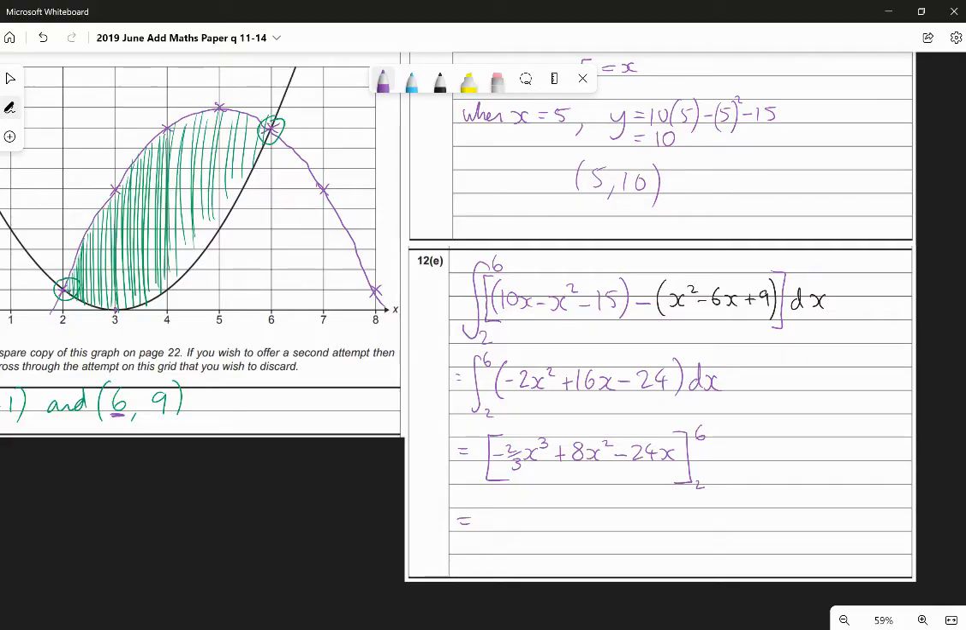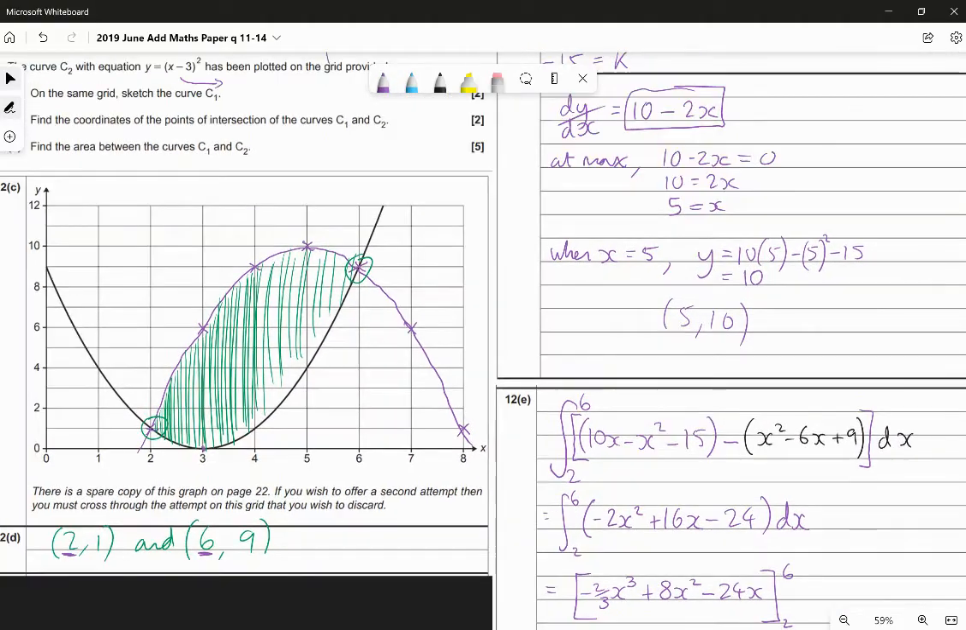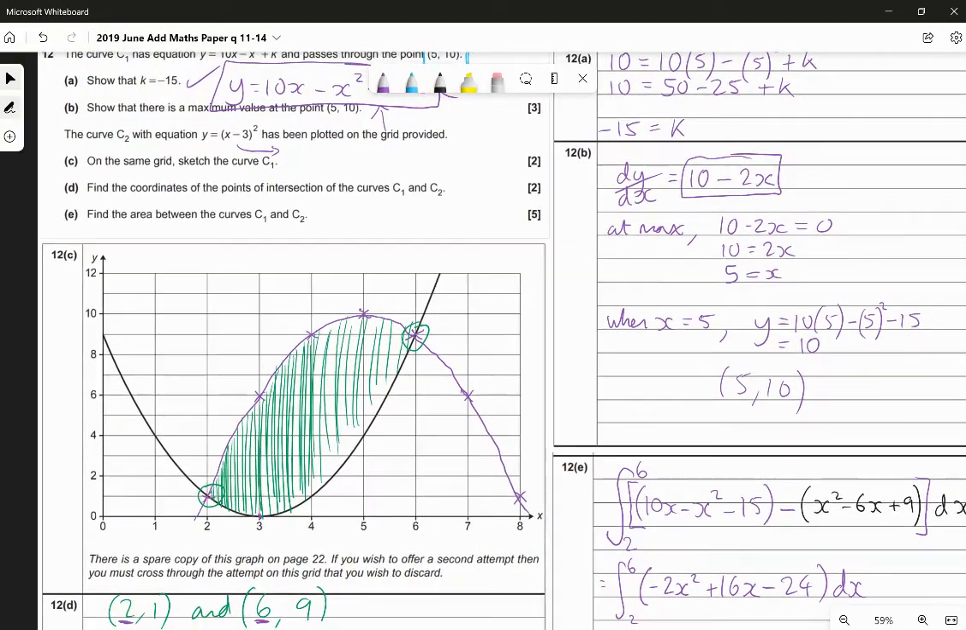At this point, I then substitute in 6. Using my calculator, if I substitute 6 into that whole expression instead of x, that gives me 0. Then I subtract the result when I substitute in 2. If I substitute 2 into that expression, that gives me negative 64/3. So it's 0, take away negative 64/3, which is positive 64/3. So 64/3 is the area between those two curves, and that is in square units, because that is area. Find the area between curves C1 and C2, and that is it.